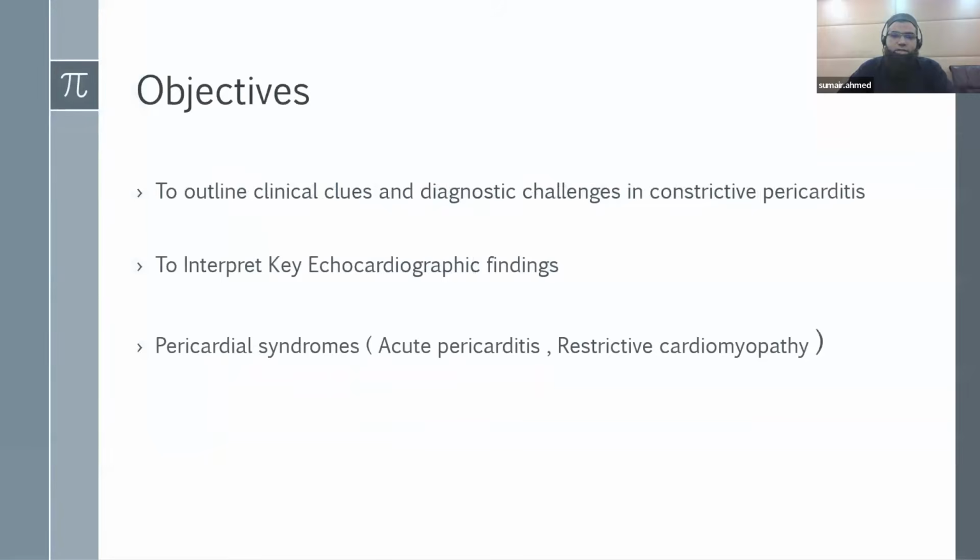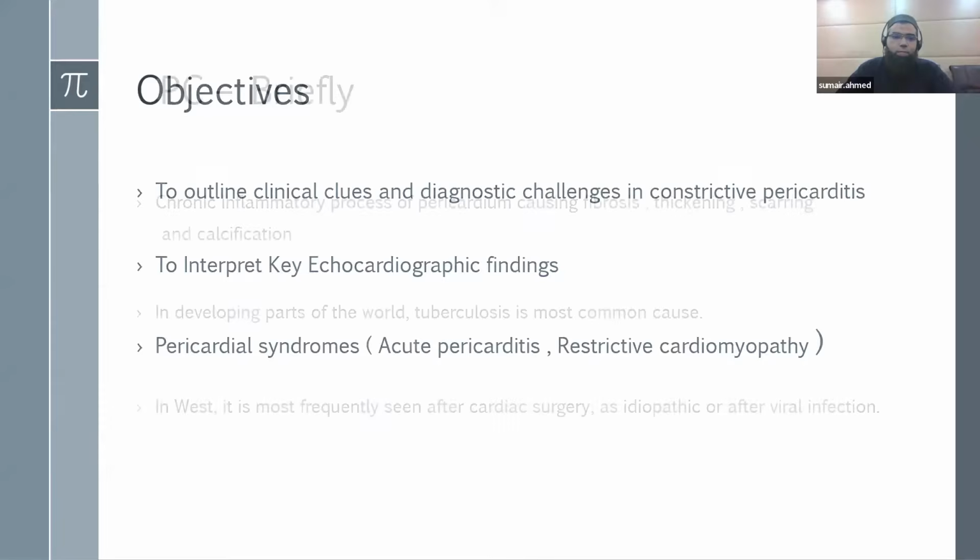So today the objectives are to outline the clinical clues and diagnostic challenges in constrictive pericarditis, to interpret key echocardiographic findings, and to discuss a little bit about the other pericardial syndromes like acute pericarditis and other differential diagnoses like restrictive cardiomyopathy and severe RV failure, and briefly about their hemodynamics as well.